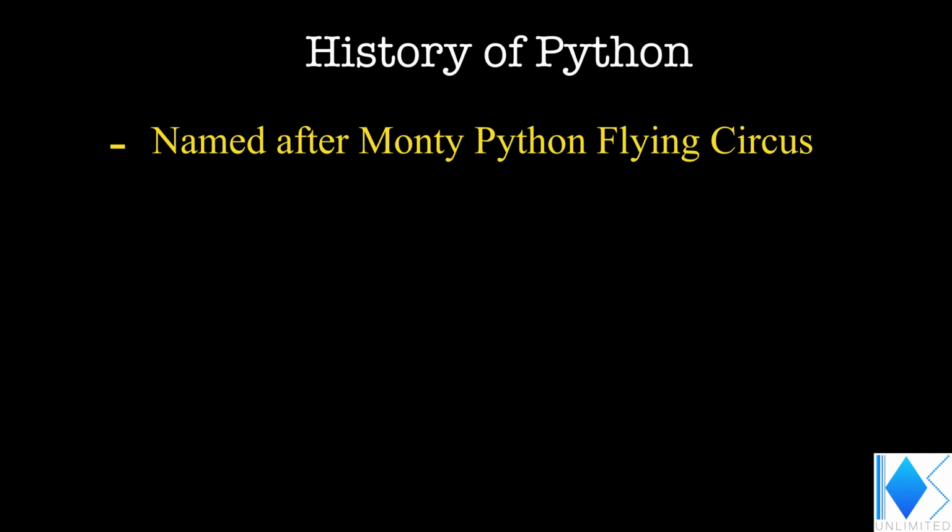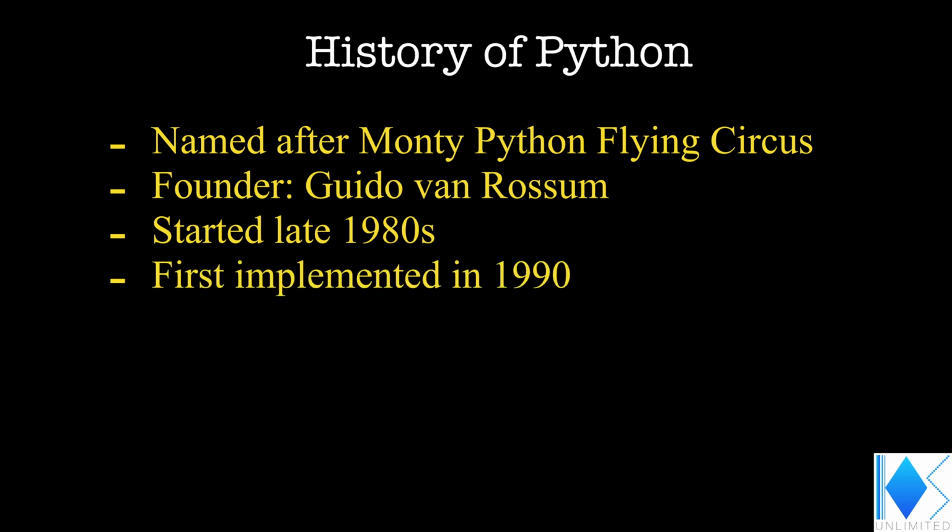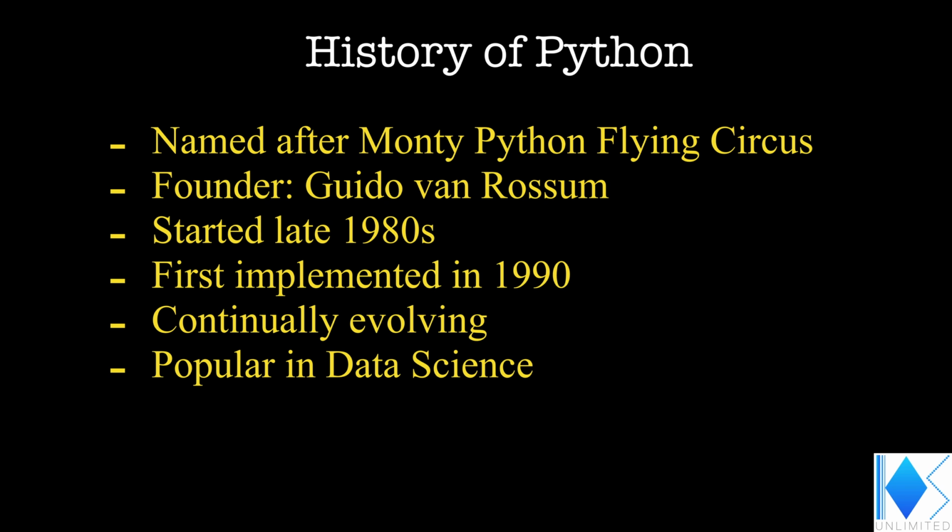The programming language Python was not named after the snake, as some of you would think, but rather named after the movie Monty Python's Flying Circus. The founder, Guido van Rossum, wanted to build a capable and easy-to-learn programming language. He started with the idea in the late 1980s, but Python first appeared in 1990. The language has since evolved and is continually changing as it is still under development. Python has become one of the most used programming languages, and is popular for data science and machine learning.